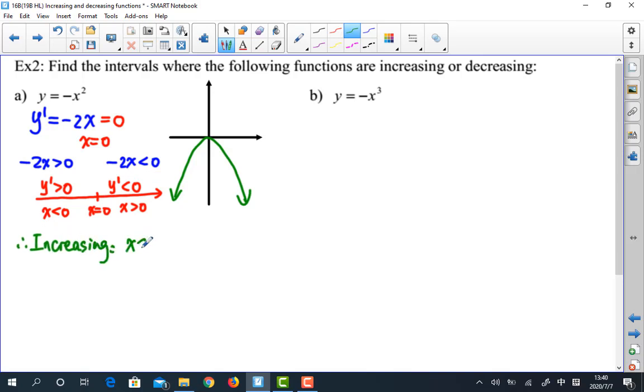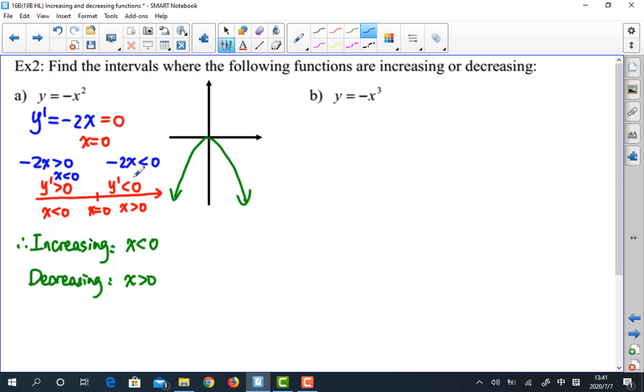is x is less than 0, because on this interval, y prime is positive. The decreasing interval is x is greater than 0, because on this interval, y prime is less than 0. And you will find that these two increasing, decreasing intervals can be found through these two linear inequalities as well. So when negative 2x is greater than 0, x is less than 0, because you divide both sides by negative 2, you need to reverse the sign.